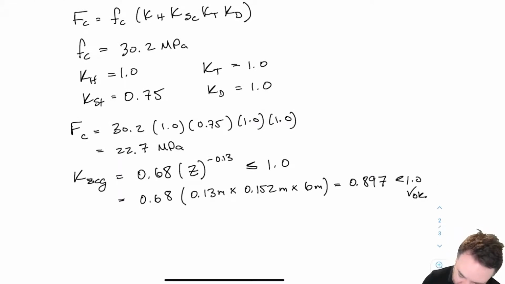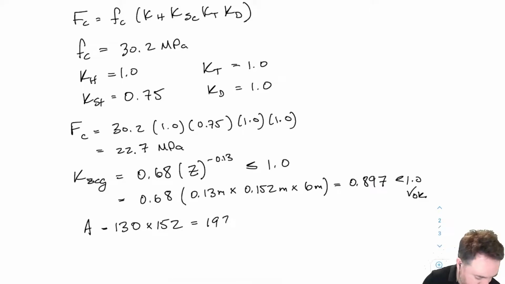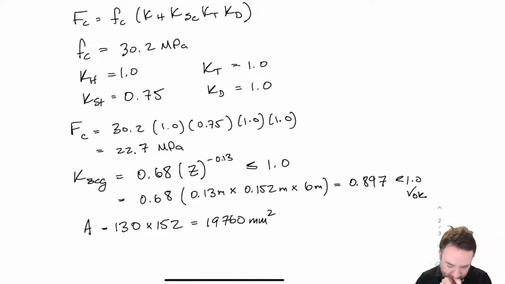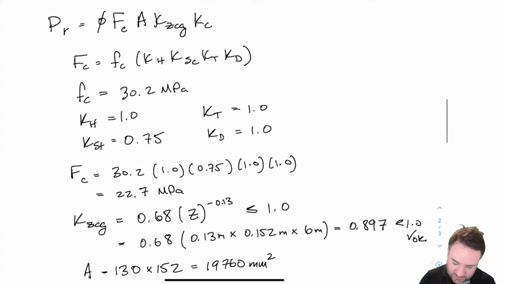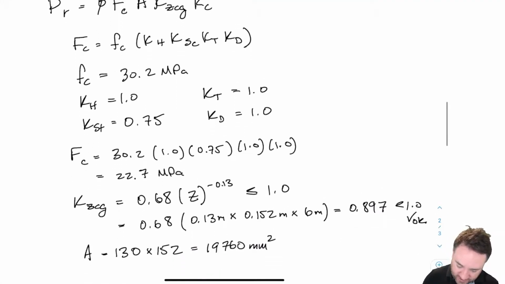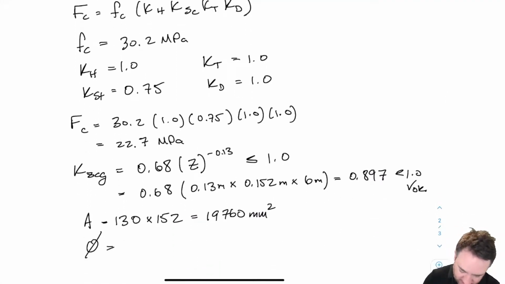Okay, and then finally I need my area, which is just my cross-sectional area, 130 times 152, and I get 19,760 millimeters squared. Okay, so now I've come up with all of the parameters in this equation, except for phi. Phi is 0.8, which you just get straight out of the standard. For compression, it's different than tension, right?